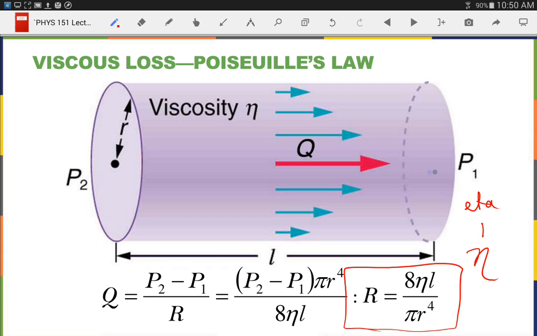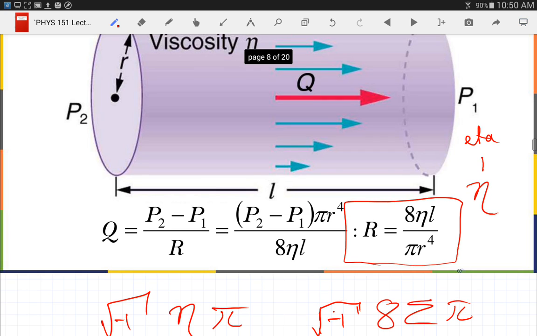L is the length of my pipe. Pi, of course, is pi. R is the radius of my pipe, assuming it's a cylindrical pipe. So, of course, pi r squared is equal to the area. So this on bottom is actual area squared divided by pi.